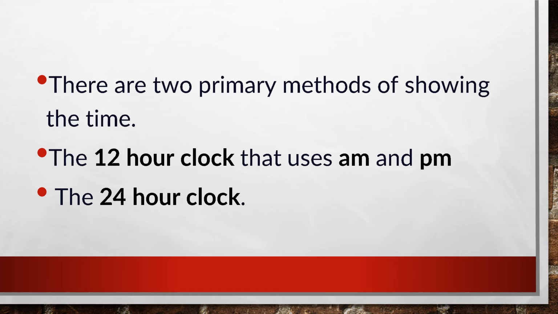And one more method of measuring the time is the 24-hour clock. The 24-hour clock is generally used in places which work 24 hours a day, for example airports, railway stations and all. There mainly the 24-hour clock is used. But most of the time in houses, offices, and schools, the 12-hour clock only is used.